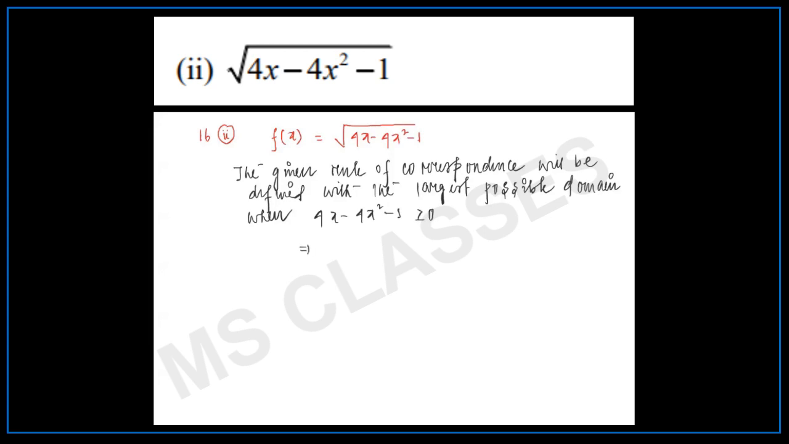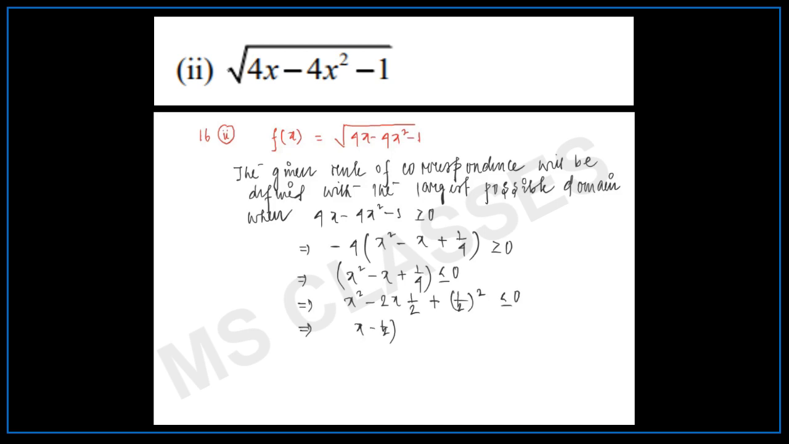And this implies, taking −4 common, x² − x + 1/4 less than or equal to 0. This implies x² − 2x(1/2) + (1/2)² less than or equal to 0, that is (x − 1/2)² less than or equal to 0.